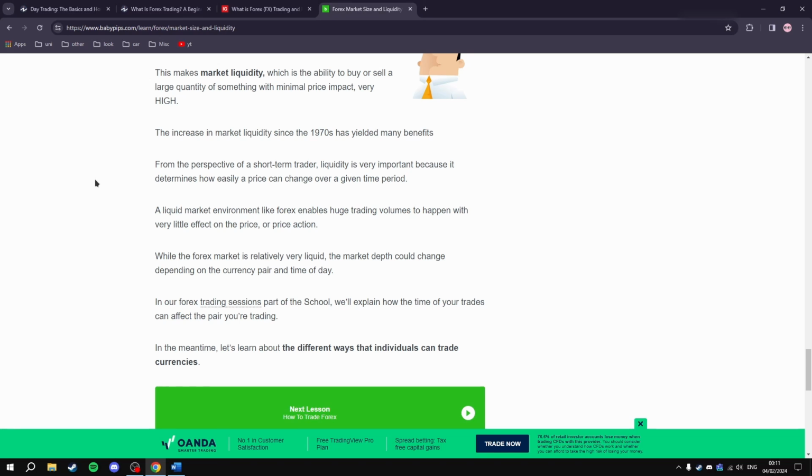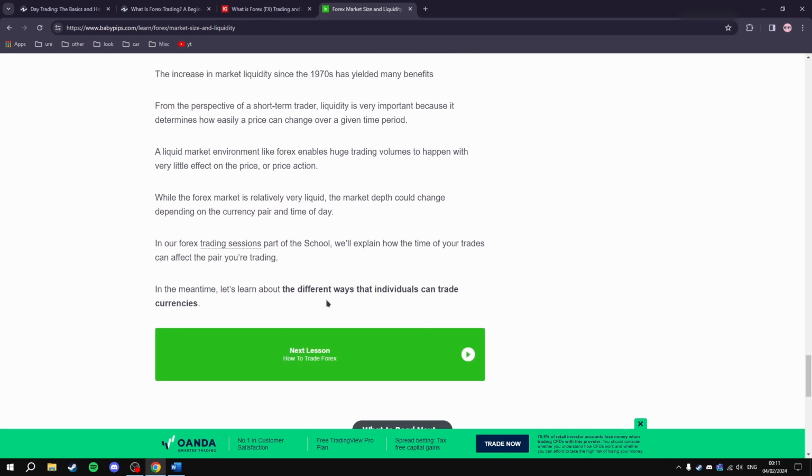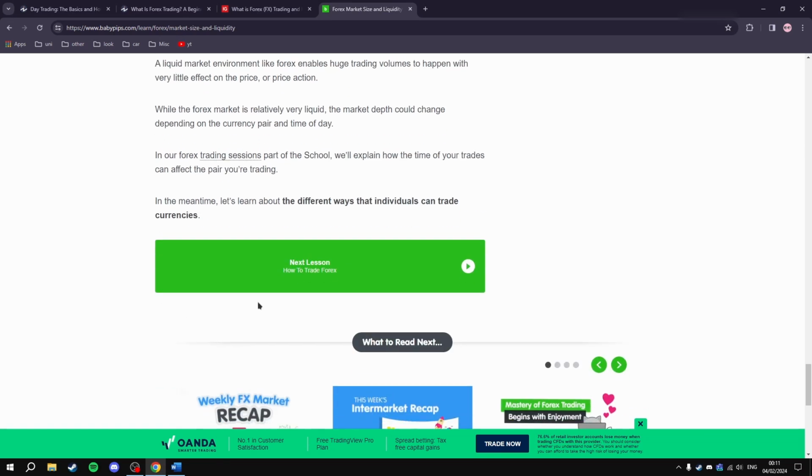While the Forex market is relatively very liquid, the market depth could change depending on the currency pair and time of day. In our Forex trading sessions, part of the school, we will explain how the time of your trades can affect the pair you're trading. In the meantime, let's learn about the different ways that individuals can trade currencies. Next lesson, how to trade Forex.